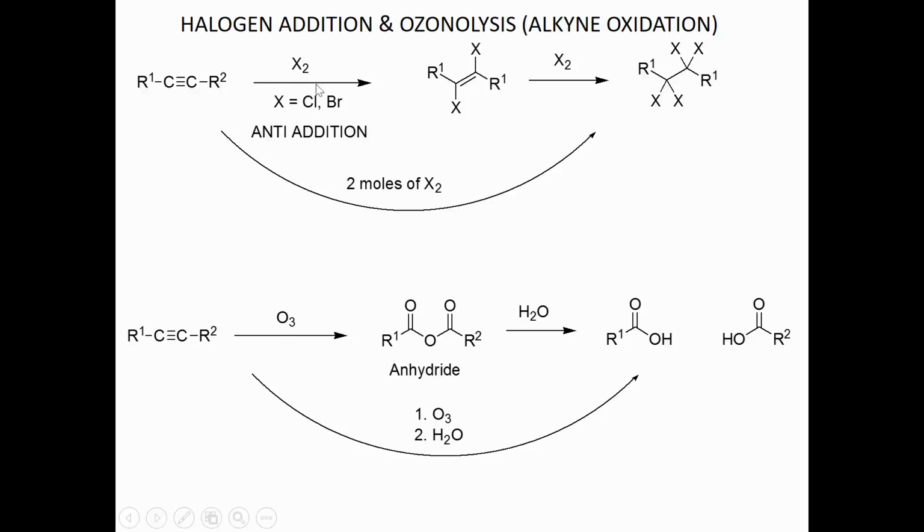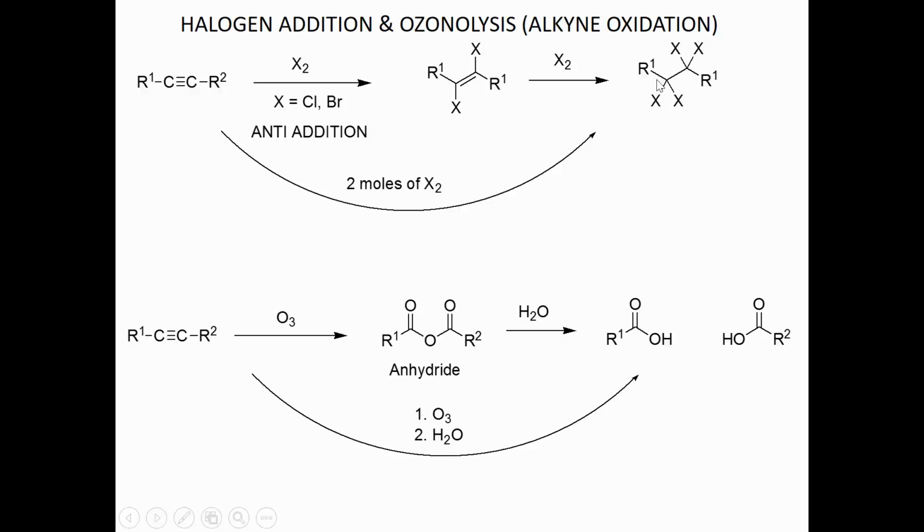So we can add chlorine or bromine across the triple bond. Adding 1 mole gives us the anti-addition to produce predominantly the 1,2-dihaloalkene, like you see here, and adding a second mole gives us the tetrahaloalkane that you see as the final product. Or if we had started with just 2 moles of our halogen, we could go straight to the derivative that you see here.